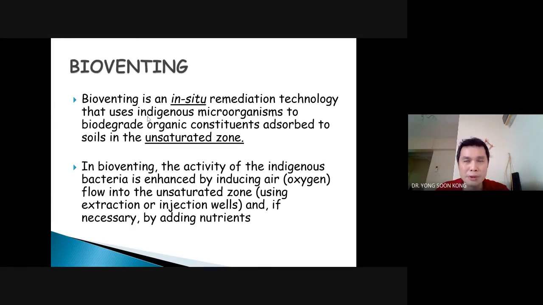Because we know that in the soil we have moisture, and because of the existence of this moisture, it creates some resistance in terms of permeability, which is true. So there is a big requirement. Before bioventing can be successful, one has to ascertain that the soil is unsaturated. So in this term, unsaturated means not saturated with water. This is what they mean.